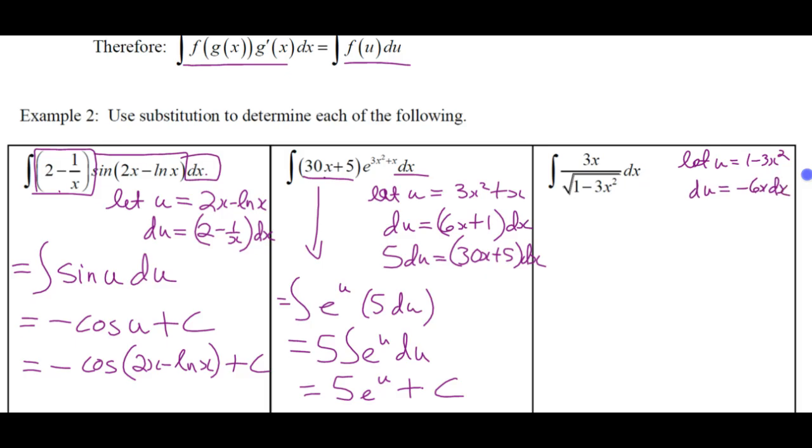But what do I want? I don't want negative 6x. I want positive 3x. How am I going to make it positive? Yeah, so negative 1 half. Multiply both sides by negative 1 half. So negative 1 half du is equal to 3x dx. Okay, so here's the 3x dx. We're going to replace that with negative 1 half. That's a constant, so it comes out here. 1 over root u du. Okay, makes sense. Substitution makes sense to you.